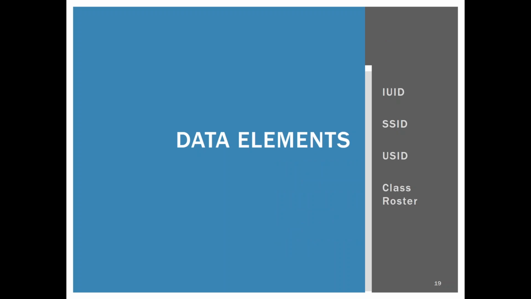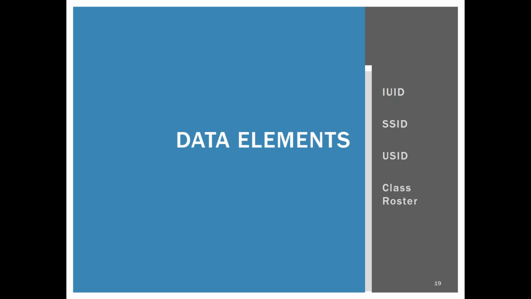Okay, now we're going to go over the data elements. So if you are new to class roster reporting, this is where you really need to focus because this is going to be the base of what you need to know to submit your data. The collection uses information from the IUID collection, which is the Instructional Unit Identifier Collection, the USID collection, or the Unique Staff Identifier Collection, and the SSID collection, or the Secure Student Identifier Collection. Those are all other collections that we have.